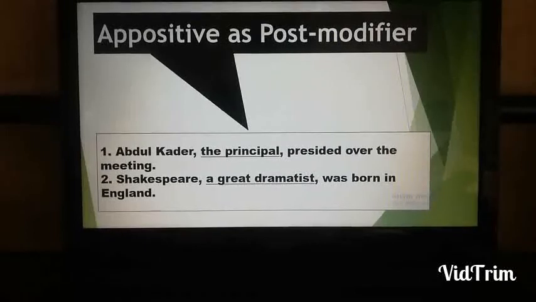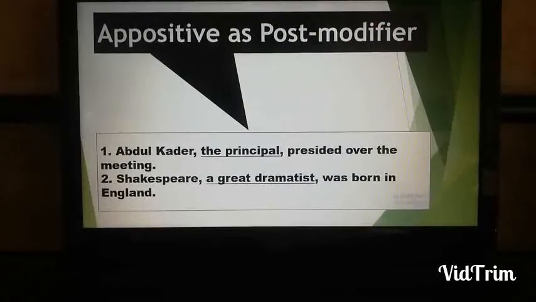And in the next sentence, another example is Shakespeare, a great dramatist, was born in England. You are getting underlined words here. A great dramatist. Who is a great dramatist? This is Shakespeare. So in an appositive form about Shakespeare, we are getting extra information, which clarifies Shakespeare's position. So this is an appositive form.